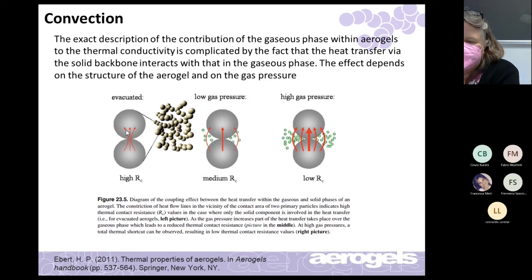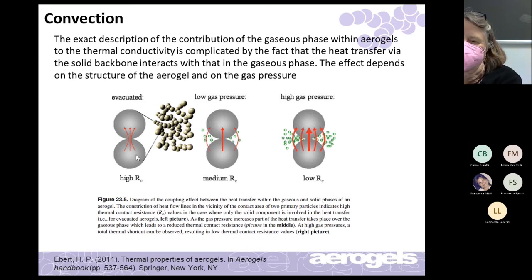This contact, in heat transfer, we call it a contact resistance between two surfaces. You can think of each of these silica spheres as different surfaces, and where they touch, we have this contact resistance, and it's relatively high in an evacuated space.